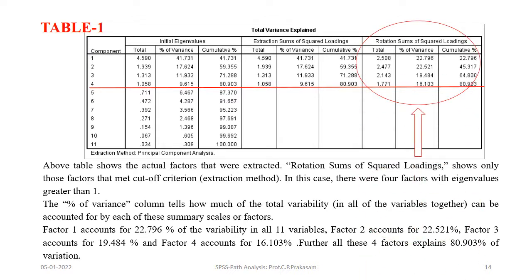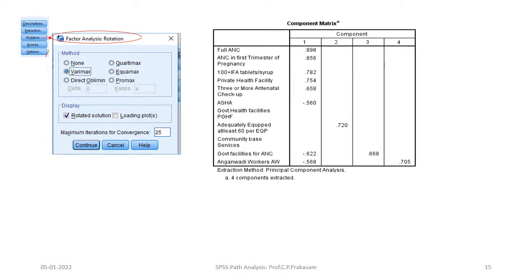Then, coming back, the third one is the rotation. This is a very important one. Why we need rotation is that it will club all the variables which have the same correlation into one set of factors. There are many methods. The popular and useful method for factor analysis, when you are using principal component, is the Varimax method. Other methods can be discussed later.